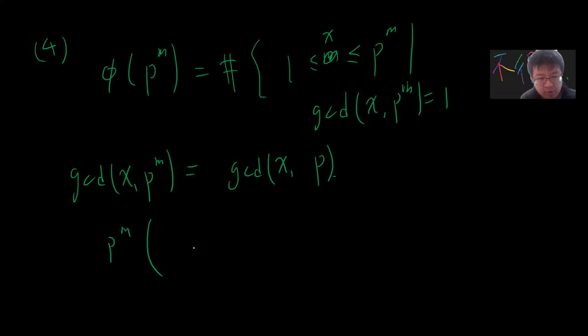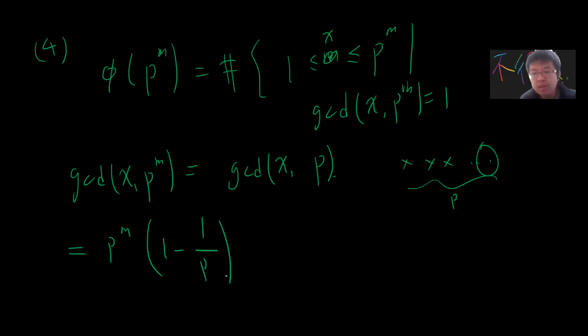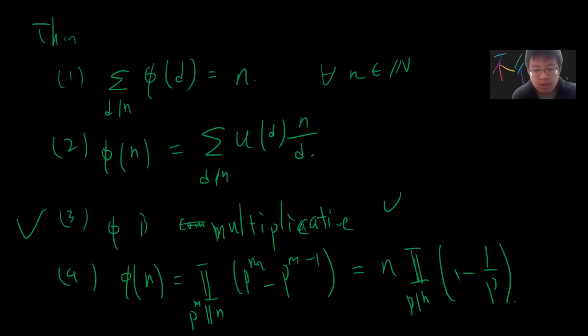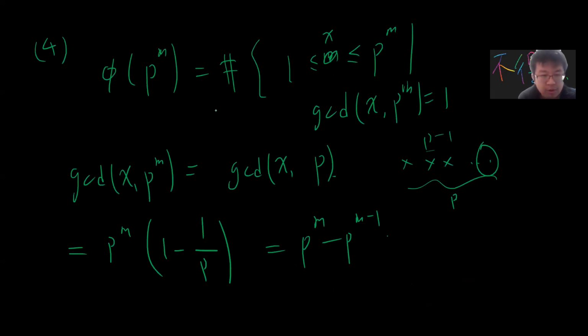So for each p numbers, I get one which is a multiple of p. So the number is p to the m times 1 minus 1 over p, because the remaining p minus 1 have no common factor with p. So it is p to the m minus p to the m minus 1. This is the combinatorics proof. I also proved this in the previous video, so I only need to prove the other one.